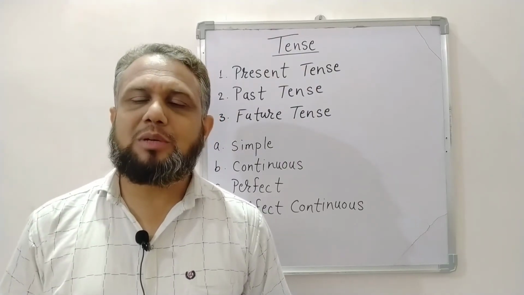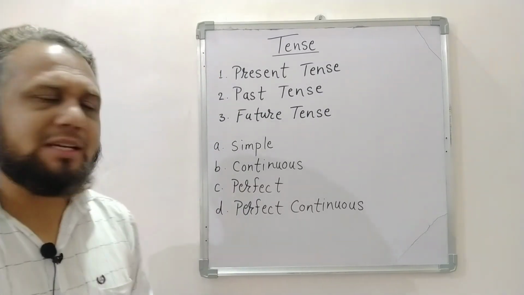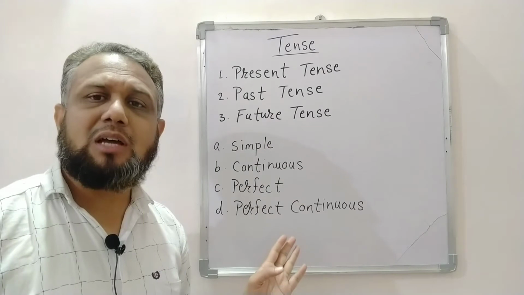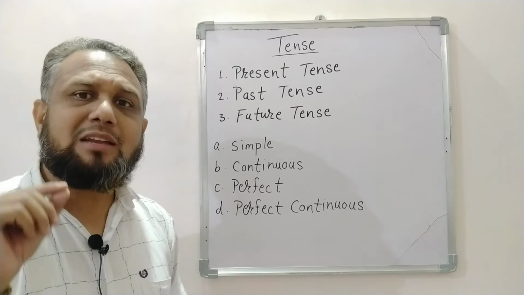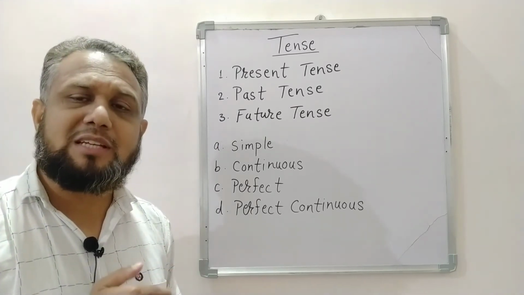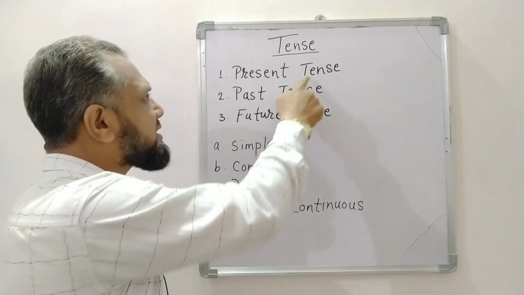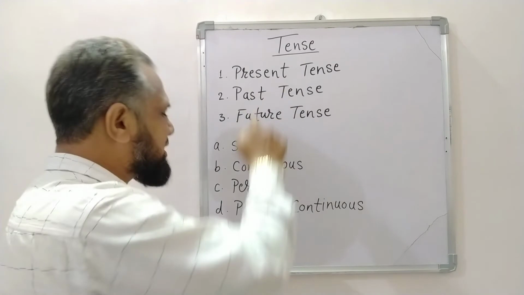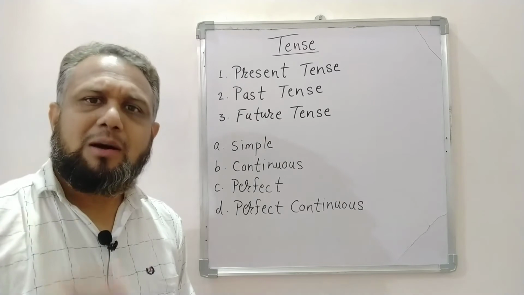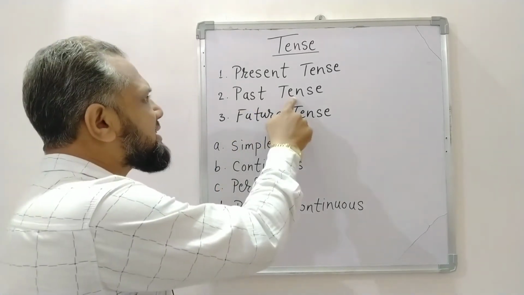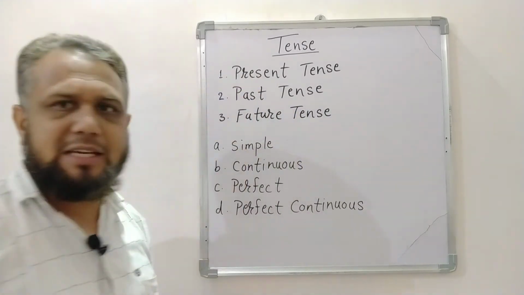So friends, there are total 12 types of tense, and we can make those 12 tenses by using the words given on the whiteboard. For example, if we say that there are 4 types of present tense, then we can make the names of those 4 tenses here: simple present tense, present continuous tense, present perfect tense and present perfect continuous tense. If you want to make the 4 names of past tense, then simple past tense, past continuous tense, past perfect tense and past perfect continuous tense.